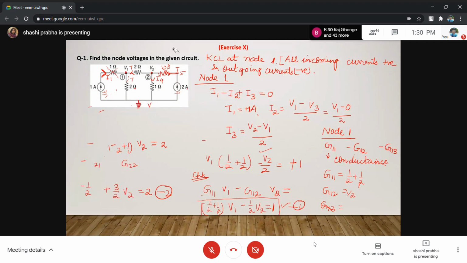I'll erase this diagram and make the diagram clear. Just see, can you simplify this equation? Can you write all the KVL equations?